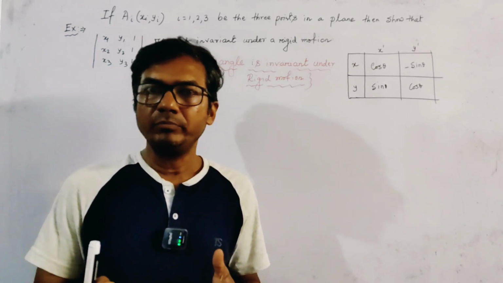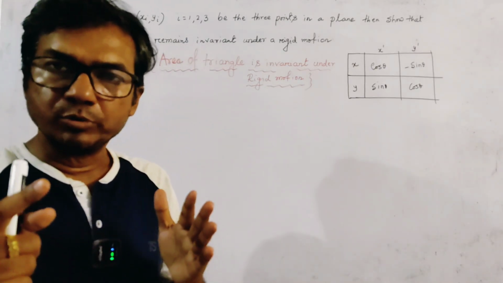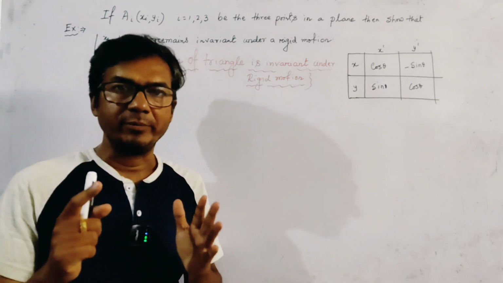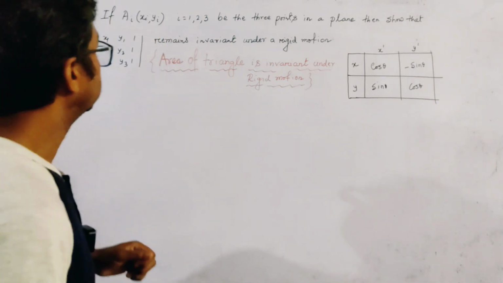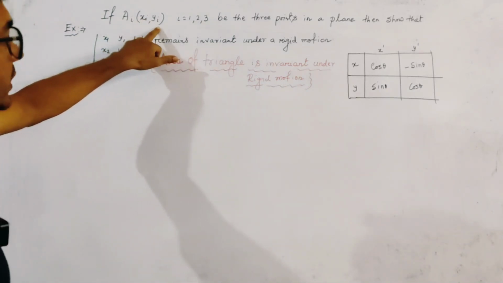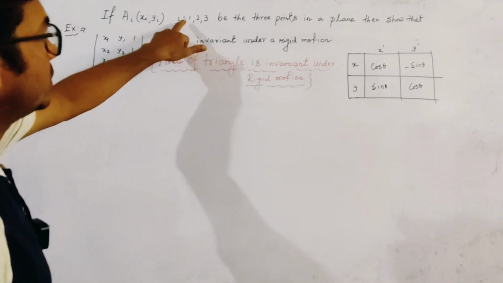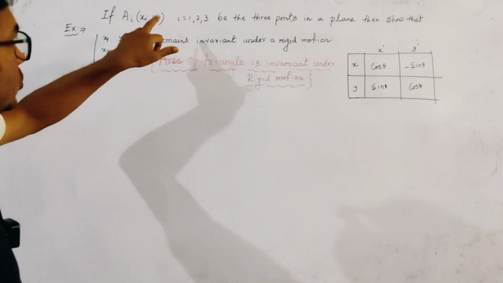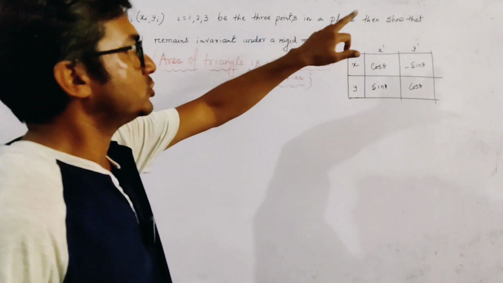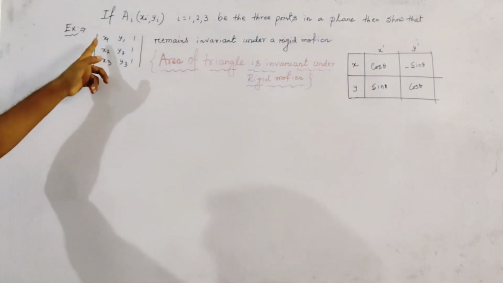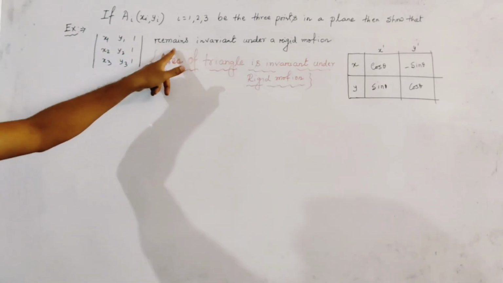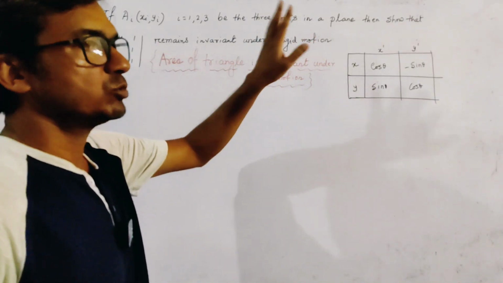An important problem of transformation of coordinate axis, that is from the geometry of two dimension. And the problem is, if the coordinate of Ai is xi, yi, where i runs through 1, 2, 3, that is, we get 3 points. Be the 3 points in the plane, then show that the determinant x1, y1, 1, x2, y2, 1, x3, y3, 1 remains invariant under the rigid motion.